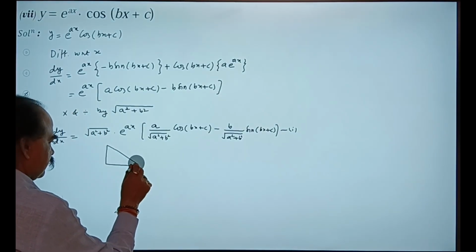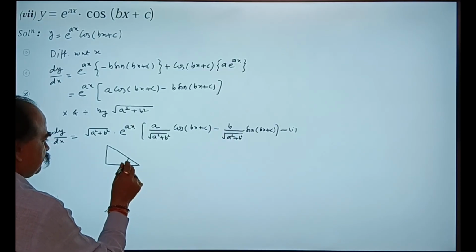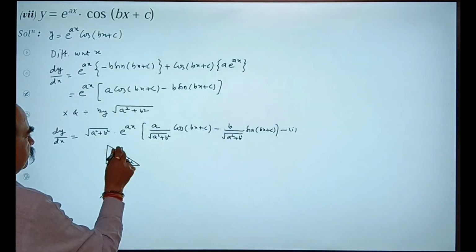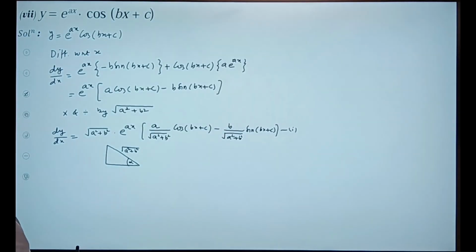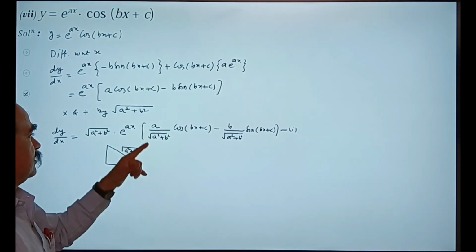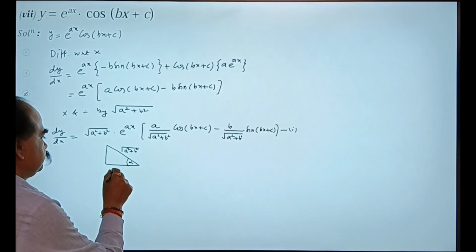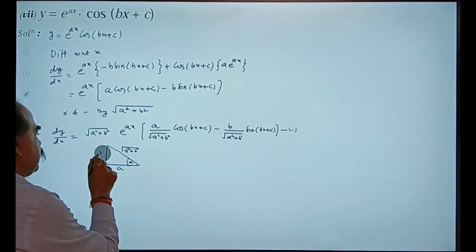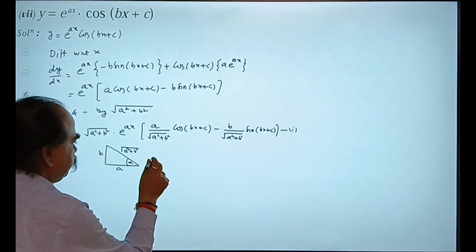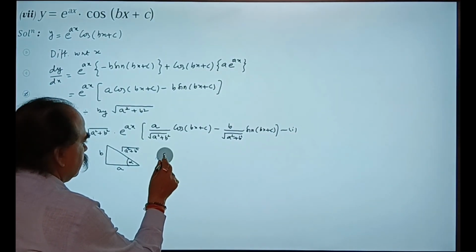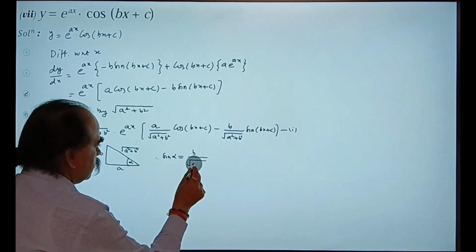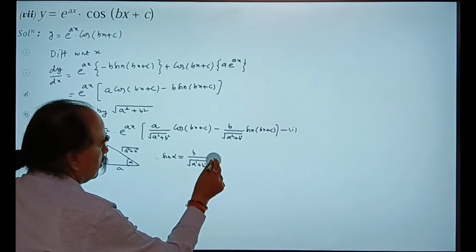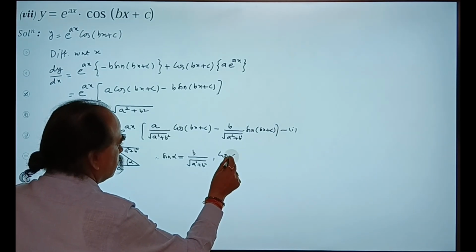Draw a right angle triangle. Take this angle as alpha. Hypotenuse will be what? Root a square plus b square. And now I want this as expansion of cosine. So a must be adjacent side. B must be opposite. Therefore, sin alpha is what? B upon root a square plus b square. Cos alpha is what? A upon root a square plus b square.